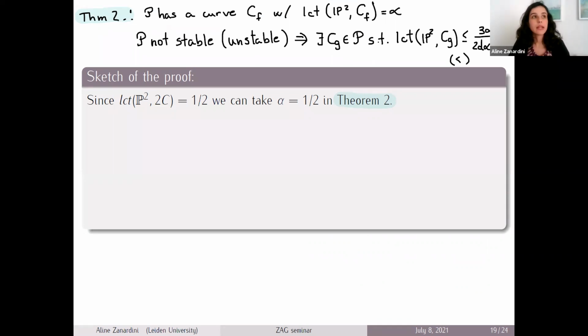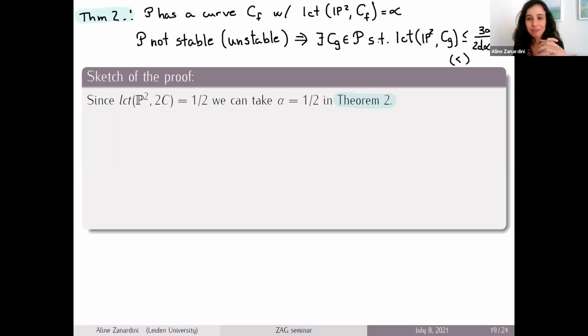Okay, so in the Halphen pencil of index 2, there exists exactly one double cubic, and you can show that the singularities of that curve cannot be too bad. So it turns out that the log canonical threshold has to be a half. And because of that, we can take alpha equal to 1/2 in theorem 2, which I presented a few slides back.